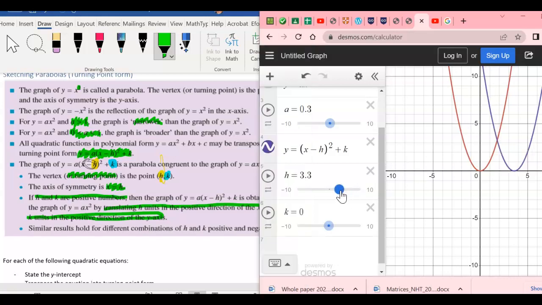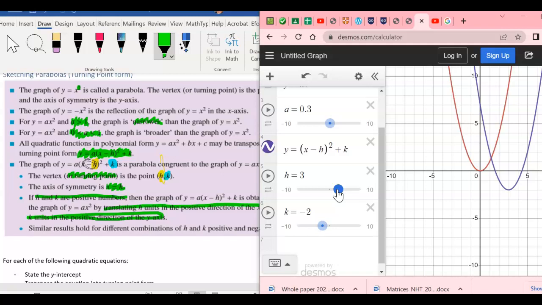So h, remember, is just shifting it left or right. All right, see it move. All right, let's put it back in its original spot. And then k goes up or down. Okay, so see how it's moving. So you can move it down. So maybe we can move it down -2 and we can shift it across, maybe 3. All right, and there's your parabola.